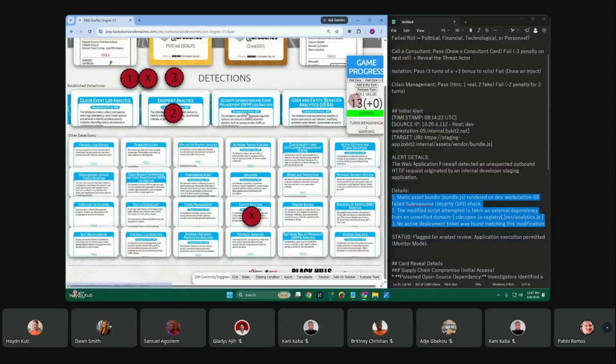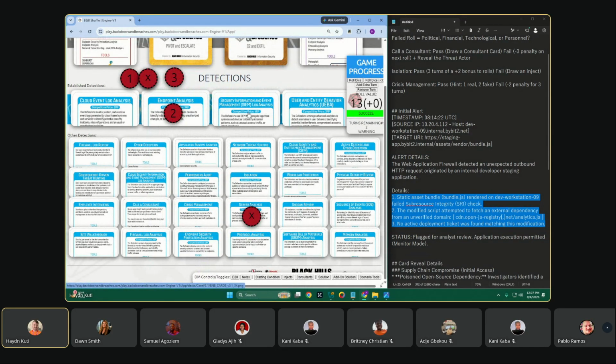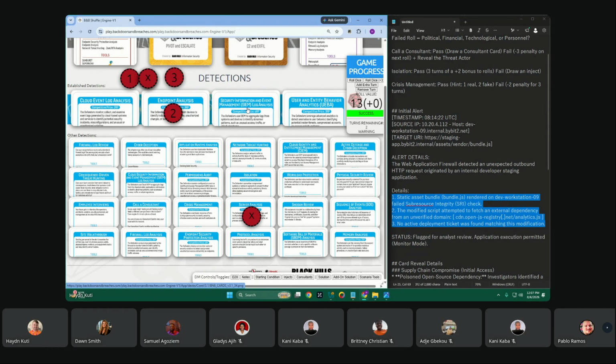So there's a lot of cool stuff. If you guys ever see a tool in one of these cards and forget what it's called, but you really want to go check it out, just let me know and I'll help you out.